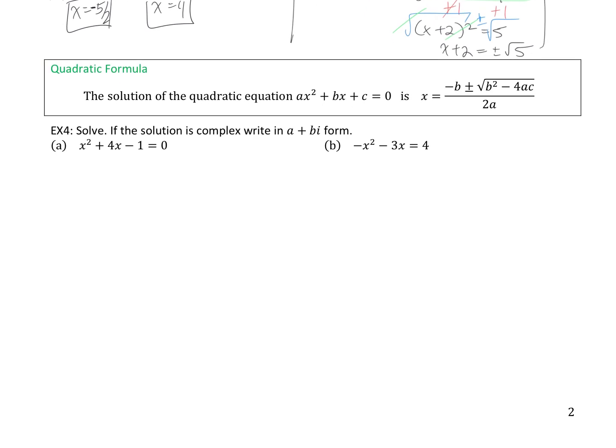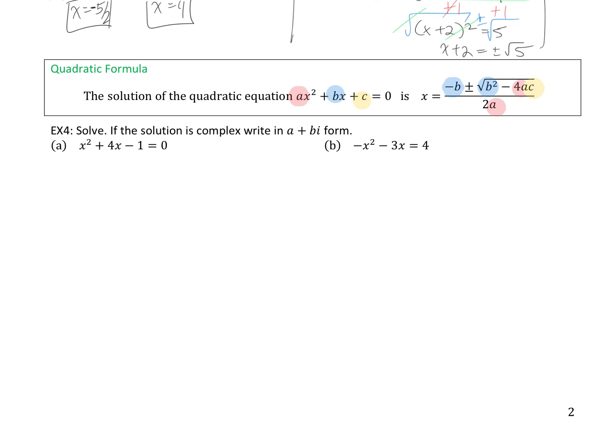Now, let's take a look at the quadratic formula. So this one works if all your other methods fail, the quadratic formula is the one that will work. But it's a bit big. And you need to identify your a value, your b value, and your c value, and then plug it into the formula. Opposite of b, plus or minus the square root of b squared, minus 4 times a times c, all over 2 times a.